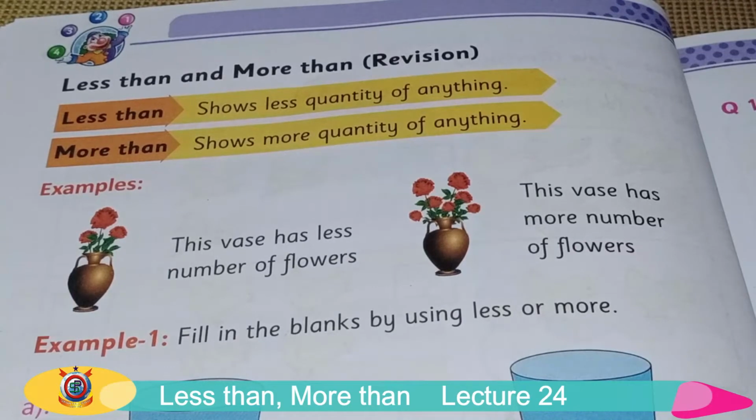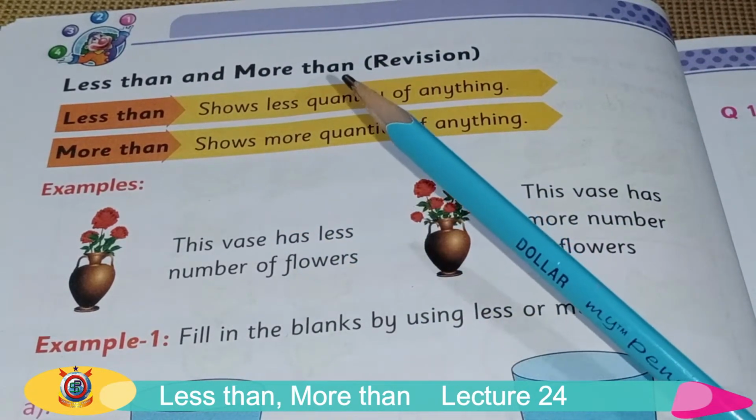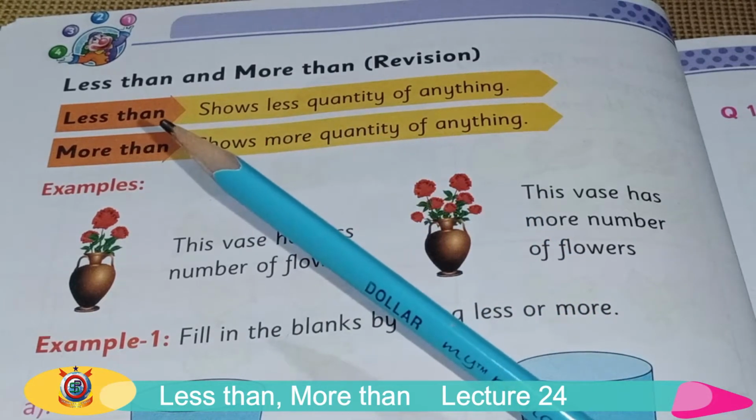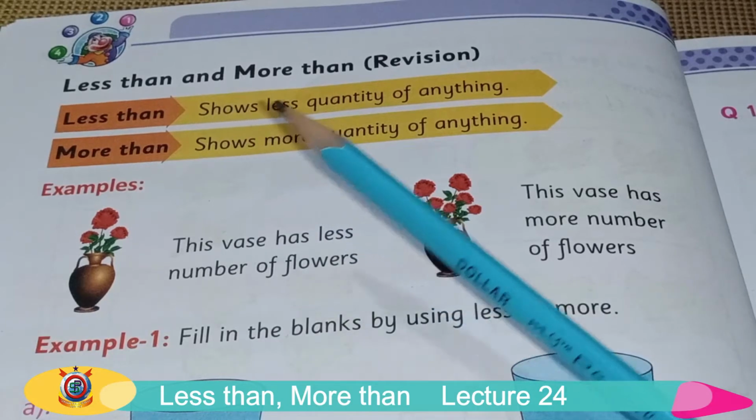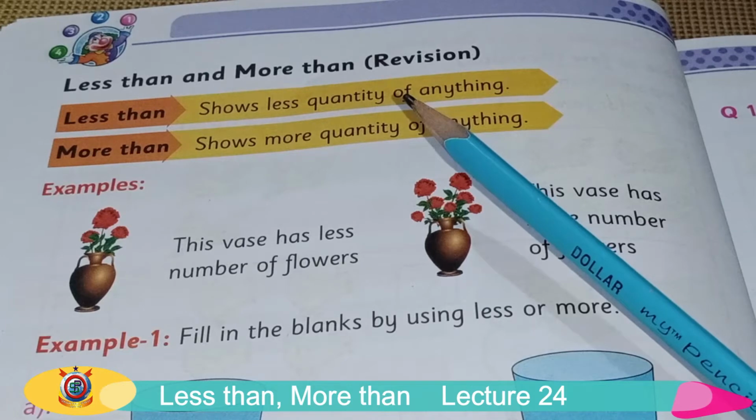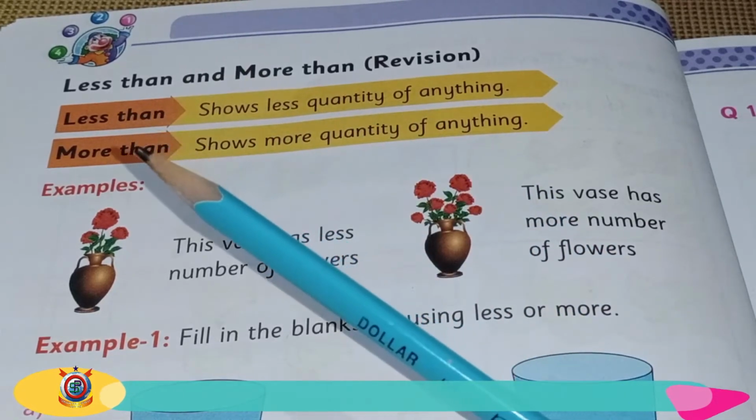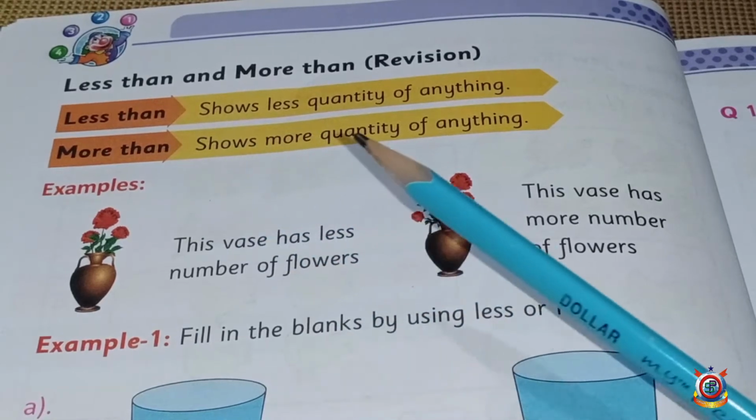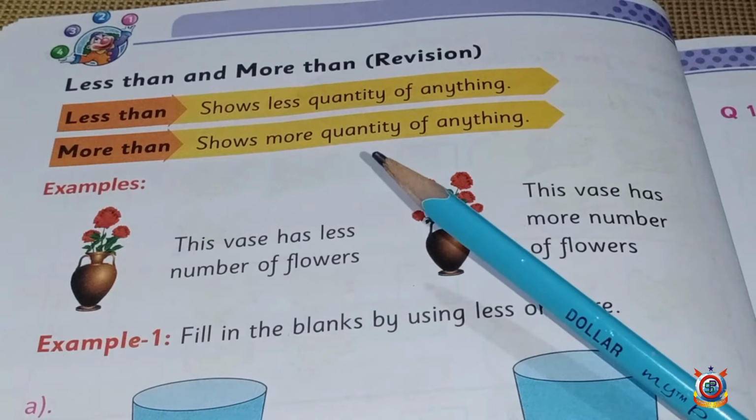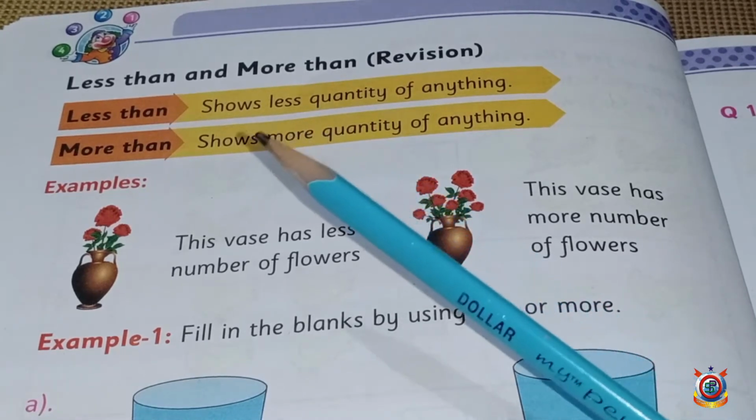Okay students, on page 30 we are having the question less than and more than and its revision. Less than and more than. What is less than? Less than shows less quantity of anything. If anything is in less quantity, we write there less than. And more than shows more quantity of anything. If anything is in more quantity, we write there more than.